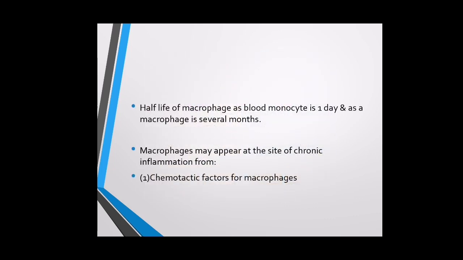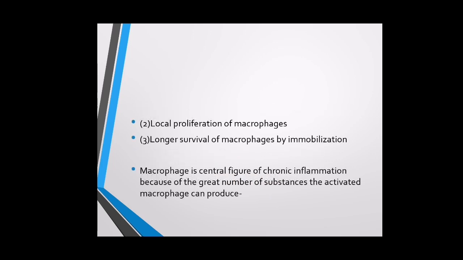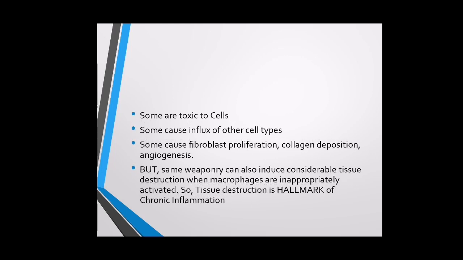Now, macrophages may appear at the site of chronic inflammation from chemoattractive factors, local proliferation of macrophages, and longer survival of macrophages by immobilization. Macrophages are the central figure of chronic inflammation because of the great number of substances activated macrophages can produce. Some are toxic to cells, some cause influx of other cell types, some cause fibroblast proliferation, collagen deposition, and angiogenesis. But some of this weaponry can also induce considerable tissue destruction when macrophages are inappropriately activated. So tissue destruction is a hallmark of chronic inflammation.